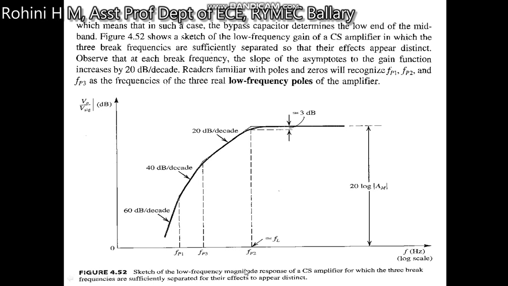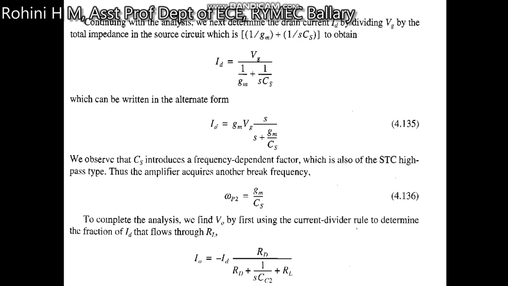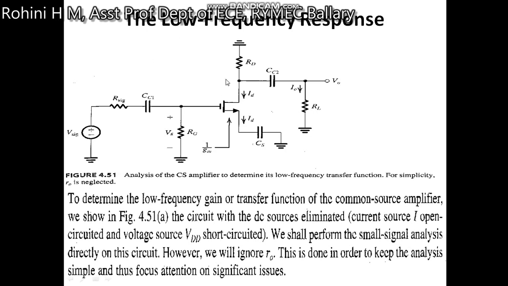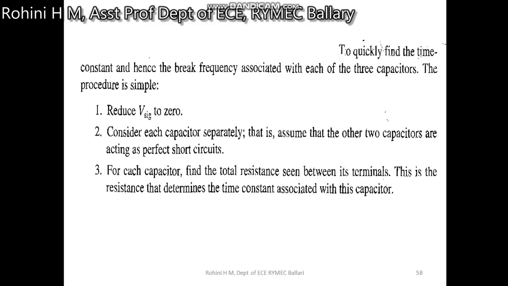So this is the sketch for the low frequency magnitude response of the CS amplifier. This is shown in this circuit diagram. This is frequency versus gain, the response curve obtained for this particular circuit. This is the low frequency response.